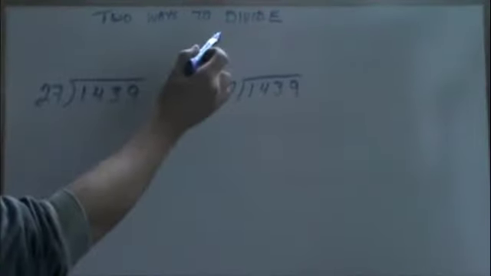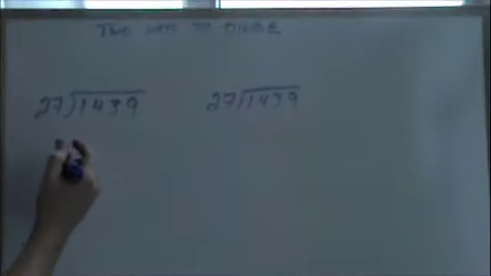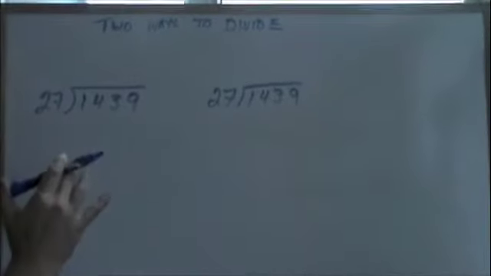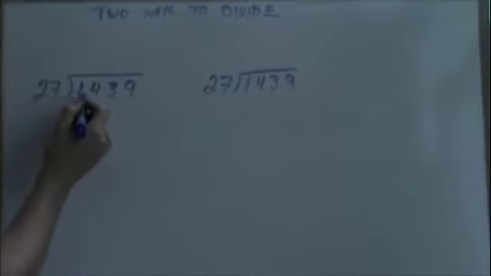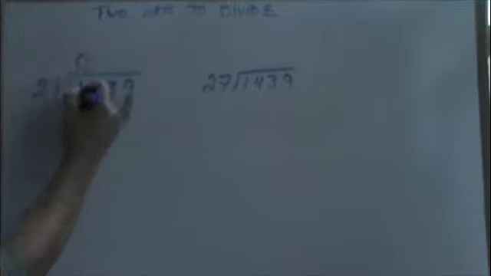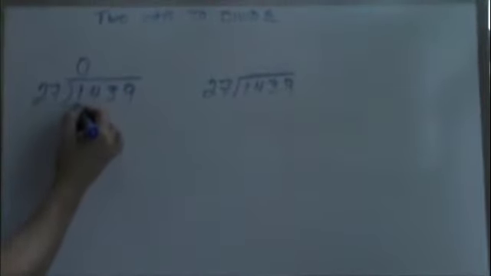Two ways to divide. First, I'm going to show you the way that many students are taught to divide, a way that makes the numbers kind of hard to deal with. You would look here at 27 and you recognize that you want to divide it into 1,439. You would start by saying, can 27 go into 1? Treating the 1 as though it's a ones column, not 1,000. It can't go into 1, so we leave it at that.